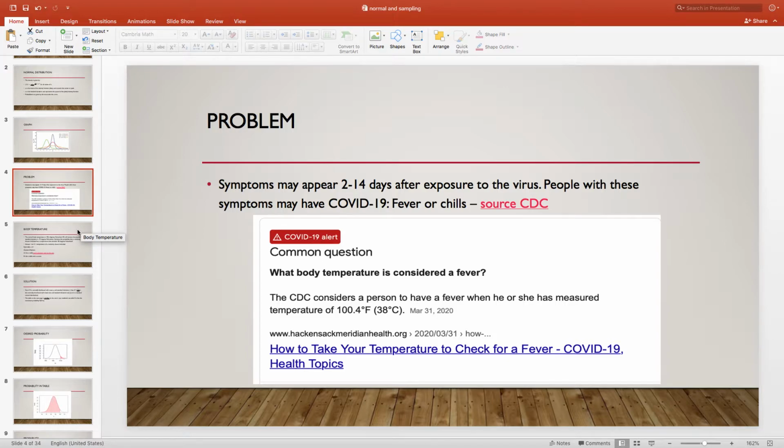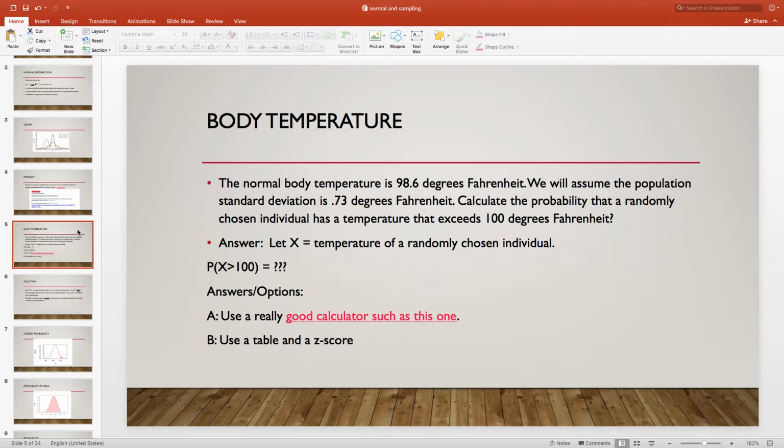As you might guess, body temperature is normally distributed, so it obeys a bell curve, and there is data to back this up. It says the normal body temperature is 98.6 degrees Fahrenheit, and this is well documented. And it says that the sample standard deviation is 0.73 degrees Fahrenheit. So I'd like you to calculate the probability that someone has a temperature that exceeds 100 degrees Fahrenheit.